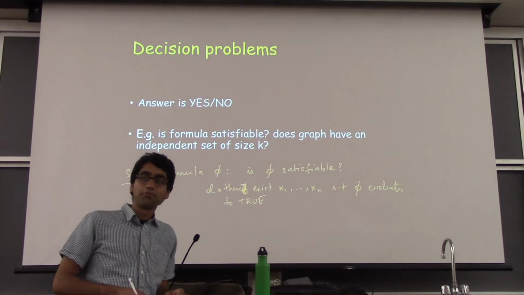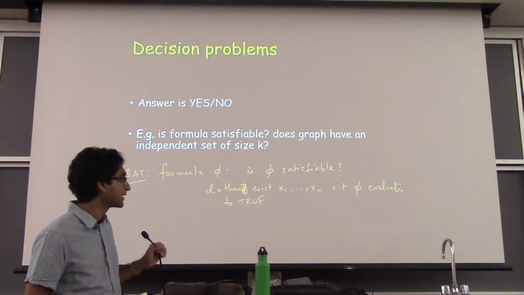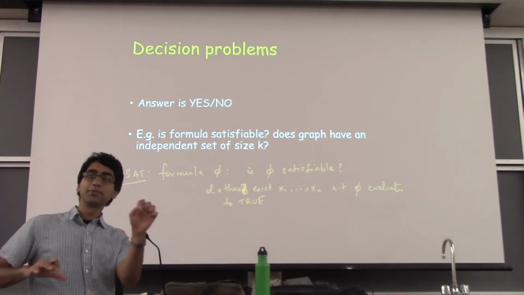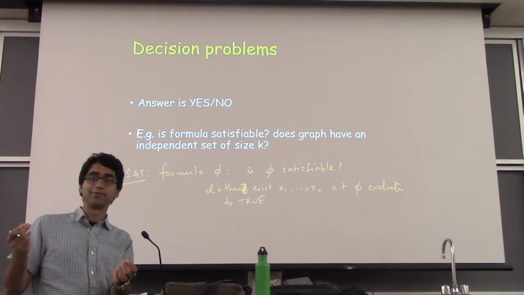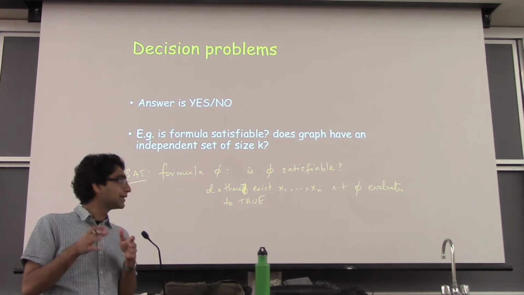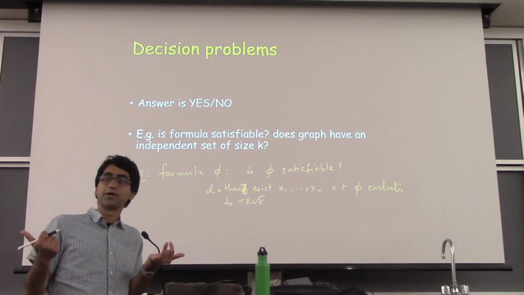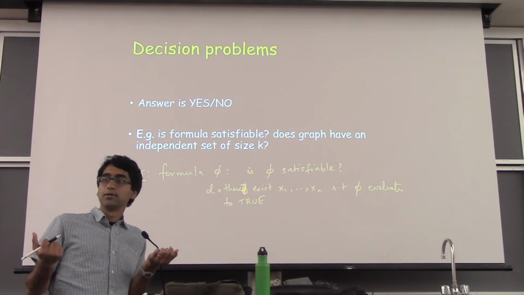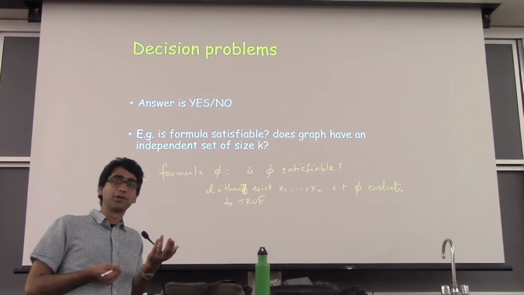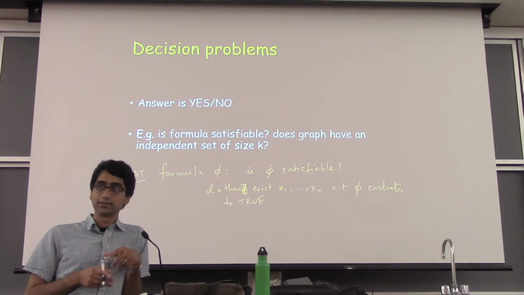Sometimes you could have problems that look like optimization questions, like the maximum independent set problem. You have a graph, and you want to find the maximum number of nodes such that no two have an edge between them. This is a maximization problem, but you can phrase it as a decision problem by asking, does this graph have an independent set of size k? If you can answer such queries, you can also solve the maximization problem, because you can try all possible k, or you can do a binary search, something like this.